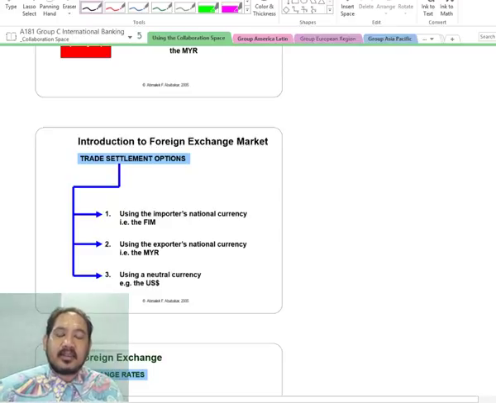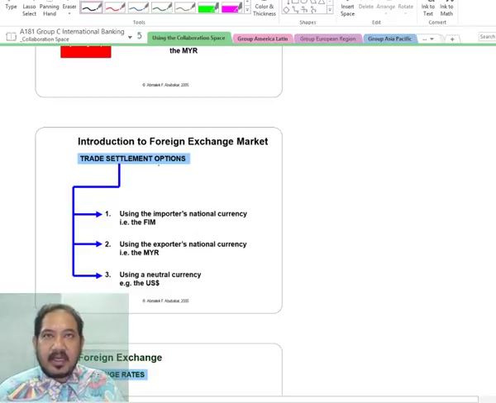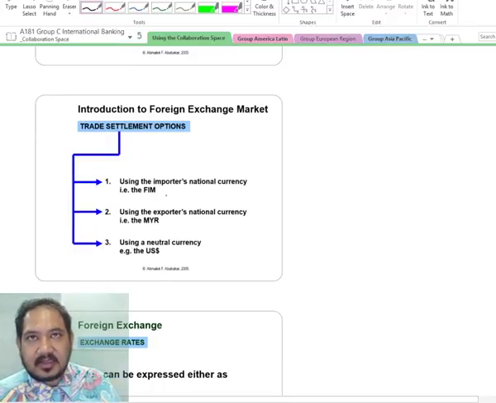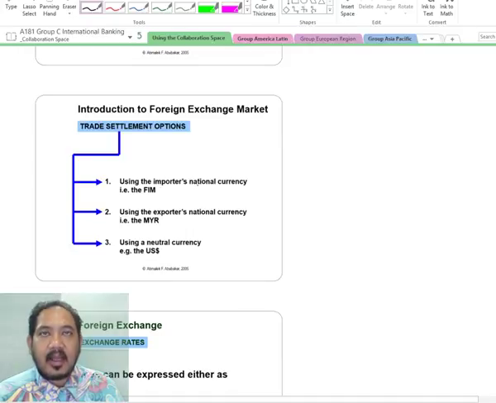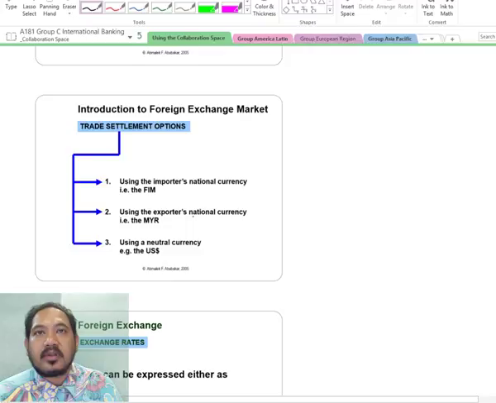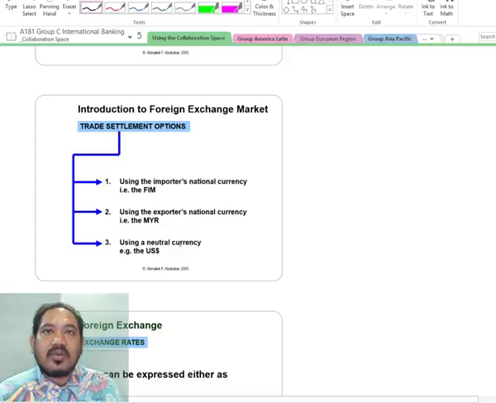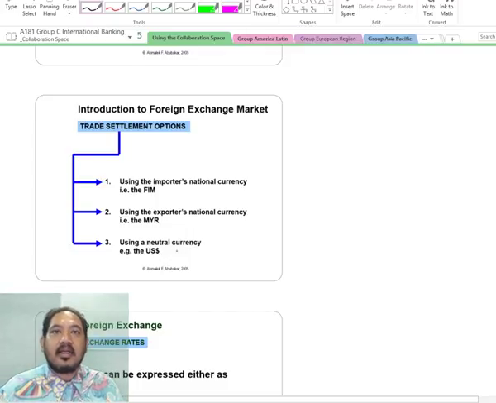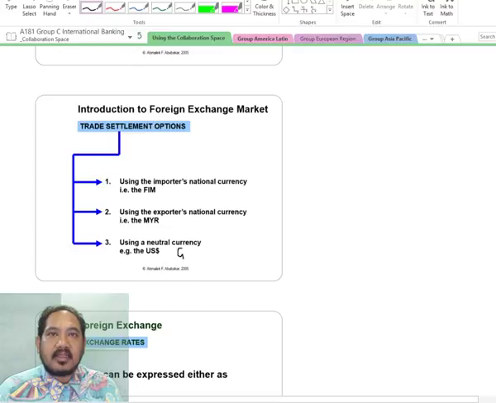In international trade, the options for the mode of payment are that they can either use their own currency, or pay in the exporter's currency, or the third option that the importer can use is a neutral currency, for example a global currency. Usually a global currency more acceptable to all the participants in international trade is the US dollar.